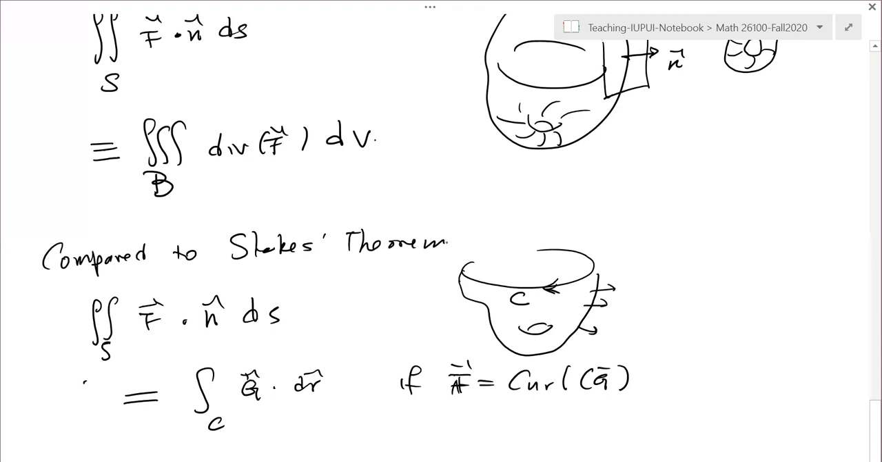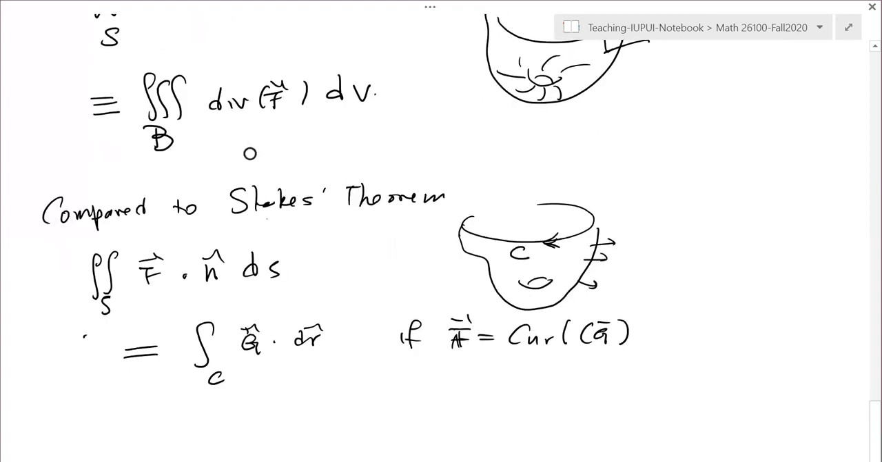We compare to the Stokes theorem. The Stokes theorem can only work on a surface with a boundary. If we have this integral of a vector field, the inner product with the normal vector field, then only when F is the curl of another vector field can you change it to a line integral. So there are two possible ways to convert a surface integral of a vector field: one is to the line integral, another to the triple integral. Either one goes up or goes down. This is a very interesting theorem.